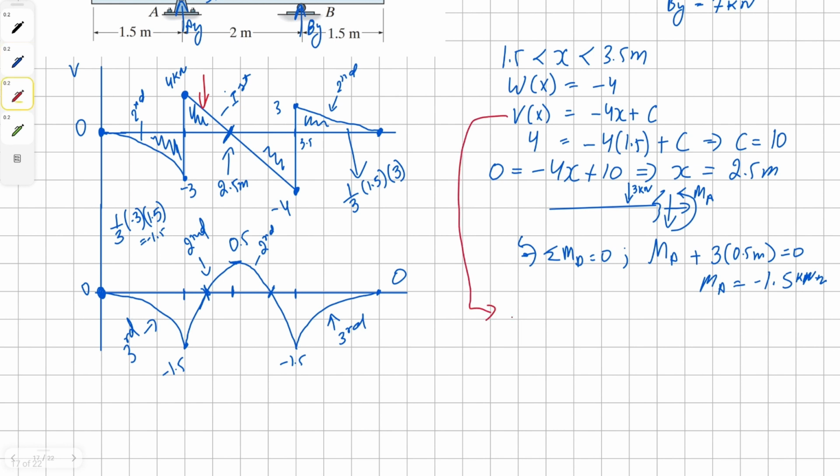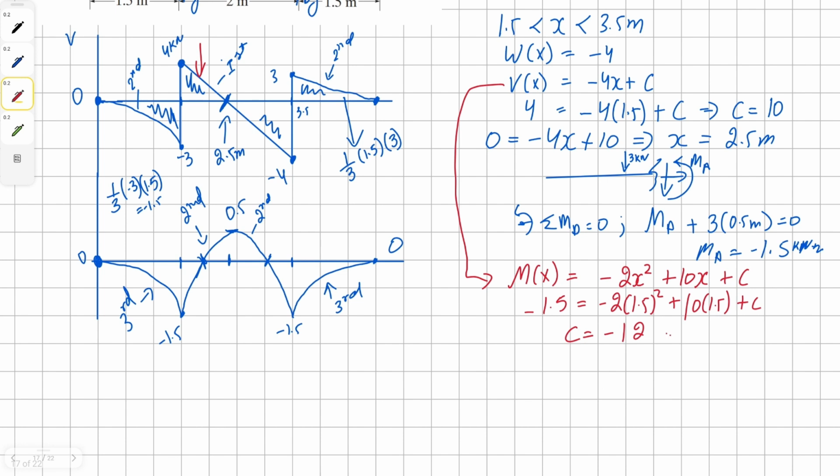So our moment equation is going to be negative 2x squared plus 10x plus c. Now to solve for our constant c, we know that when moment is negative 1/2, our x is 1.5 or 1/2. Solving for c, we get a solution as negative 12.